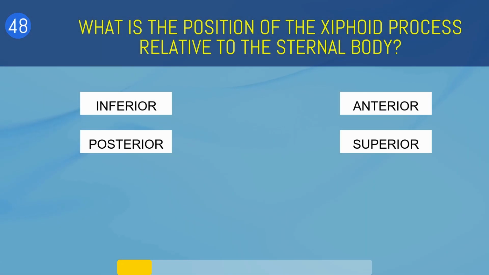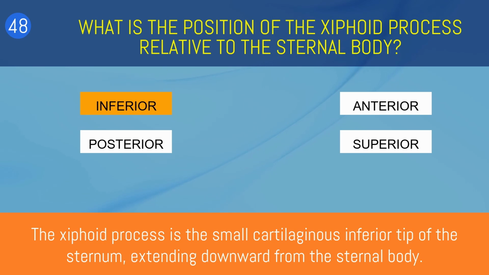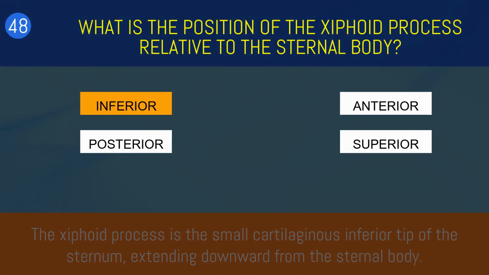What is the position of the xiphoid process relative to the sternal body? Inferior, posterior, anterior, or superior? Inferior. The xiphoid process is the small cartilaginous inferior tip of the sternum, extending downward from the sternal body.